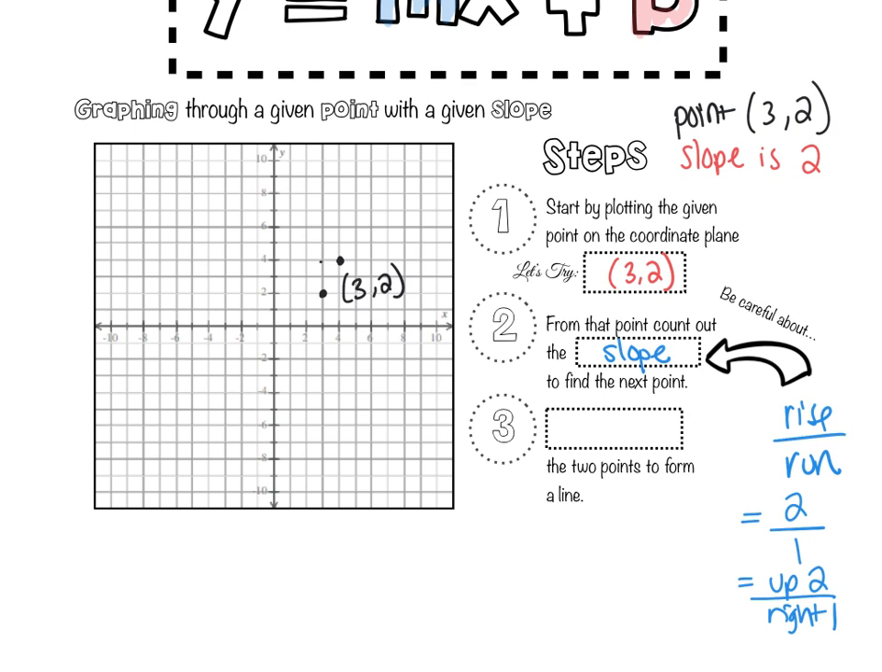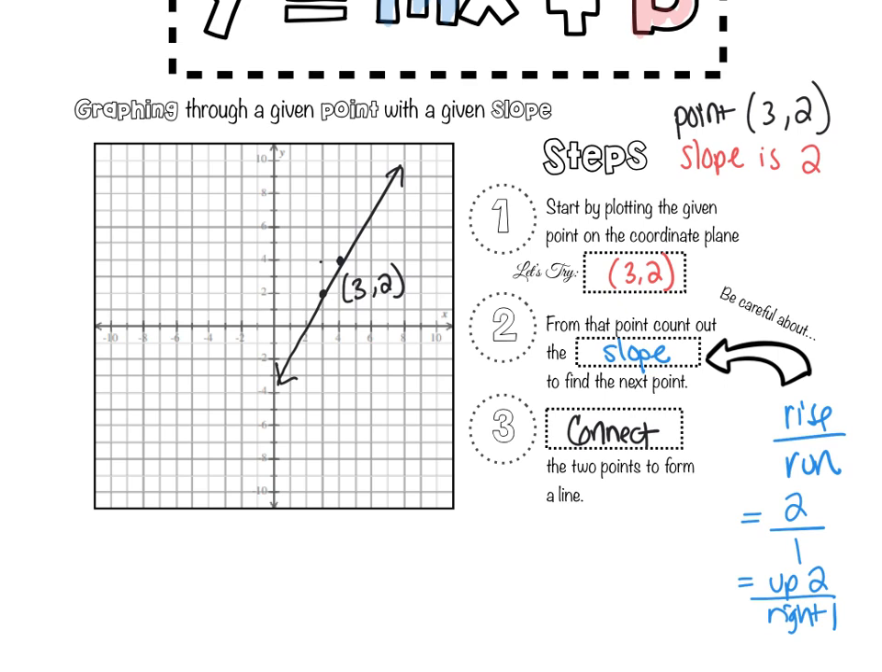When I do that, I am now going to connect the 2 points to form a line. So you only need 2 points to form a line. So I'm just going to connect those 2 points and form my line. So that's an example if the point were given to you as (3, 2) and the slope was given as 2. Let's try another example.